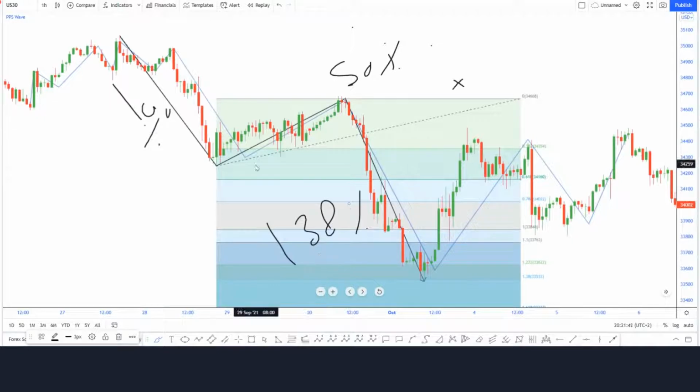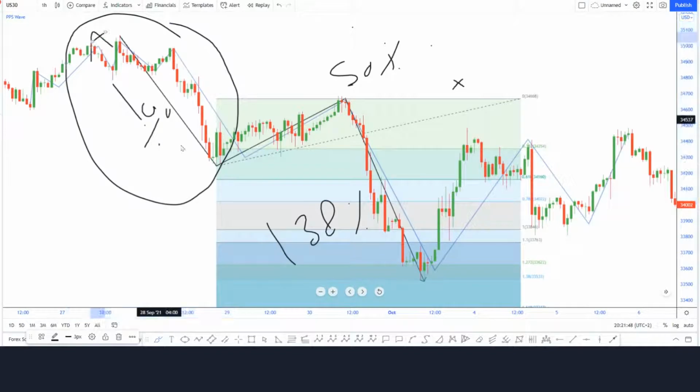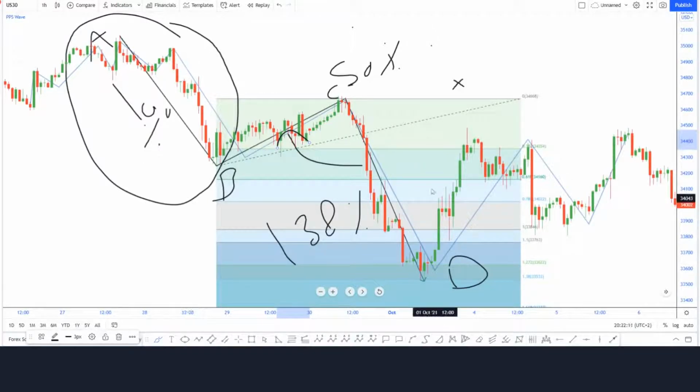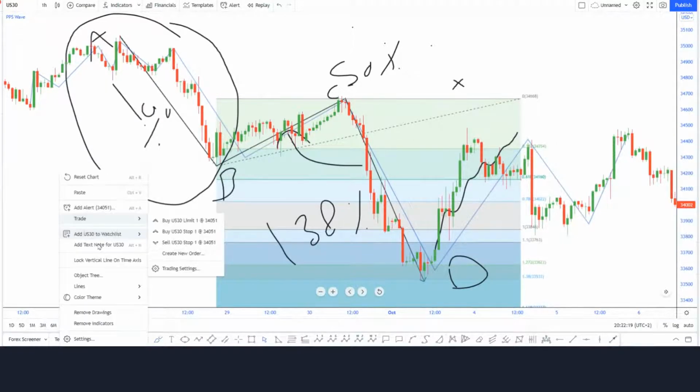If you pay attention to something, I always relate to the main leg, and that's my focus right here. This AB is the most important thing for me. So this point C is 50% of AB, and this point D, the wave CD, is 138% of AB. I'm not going to relate to this one right now. I'm going to relate to the main leg, the AB leg, to the original leg. After the completion of the ABCD, we've got a really nice move up, but we're going to pay attention to something again.